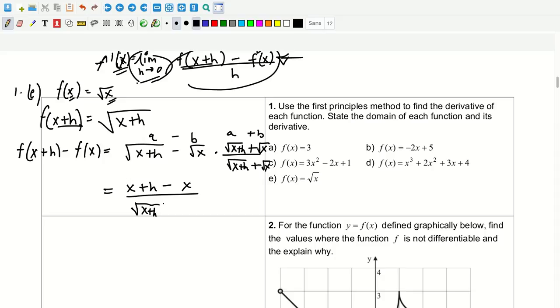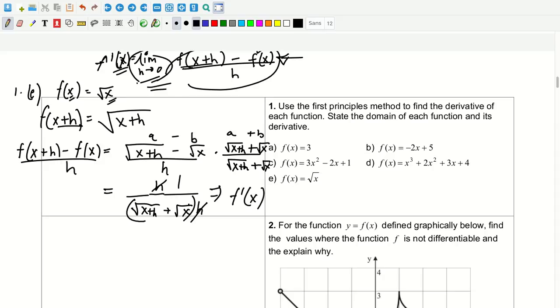x plus h plus root x. Now, the x's will cancel, and I'll get just h at the top. Now divide everything by h, which amounts to putting an h on the bottom, and I can cancel the h's, and I get 1 over this thing. Now if I let h approach 0 to get my derivative, then f prime of x will be 1 over root x plus 0, that's just root x, plus root x. And so I get 1 over 2 root x.